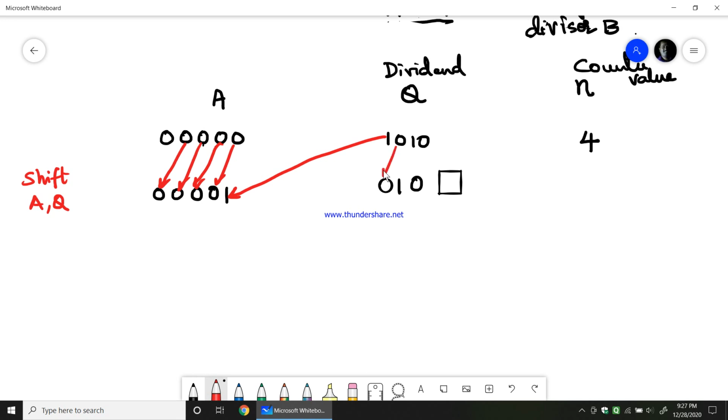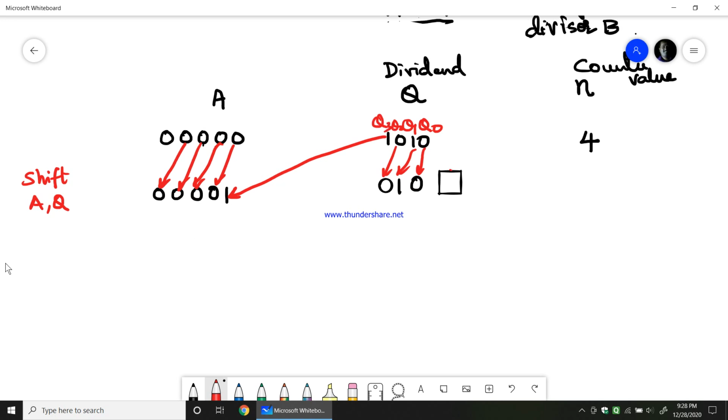So this 0, 1, 0, this fourth bit is unknown because we don't know what value will come to that particular fourth bit, as we have already shifted all 4 bits of q. So this is q0, q1, q2, q3. Now we don't know what is q0 for the new data.